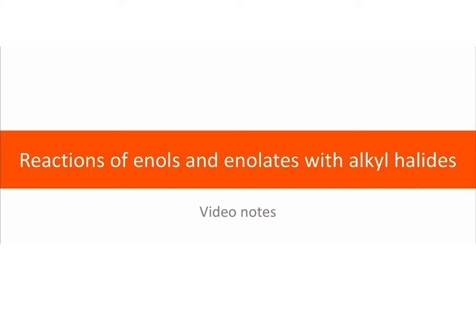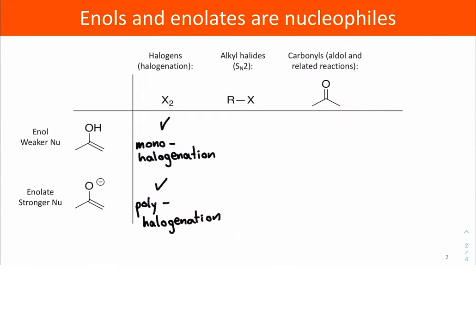Hey there. So in this video, we're going to talk about the reactions of enols and enolates with alkyl halides. We've previously seen the reaction of enols and enolates with halogens. With alkyl halides, these electrophiles are weak enough that with a weak nucleophile, there is no reaction. So for this reaction, we need to generate enolates, which are the stronger nucleophiles. And when we do that, we get, as usual, substitution or installation of the R group at the alpha carbon.